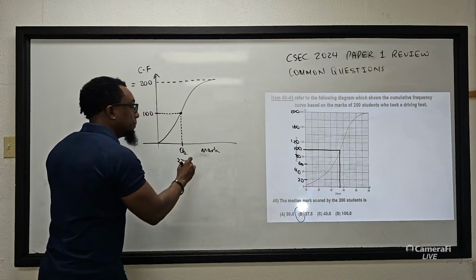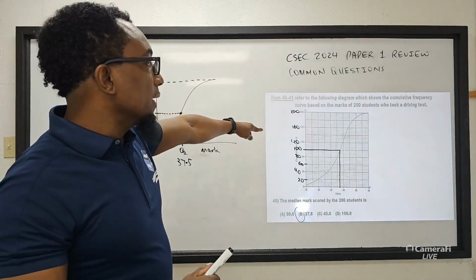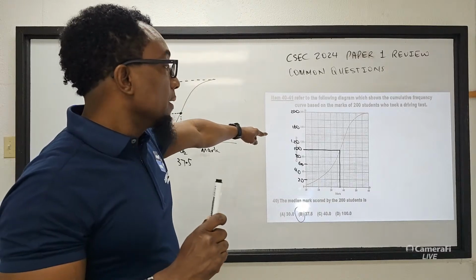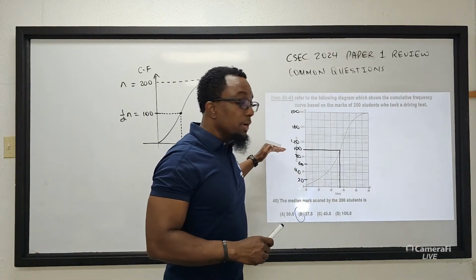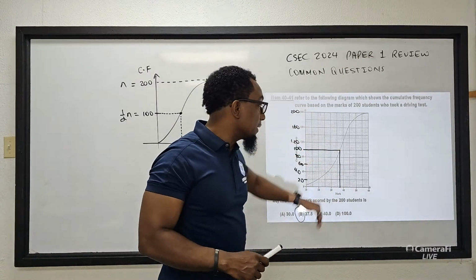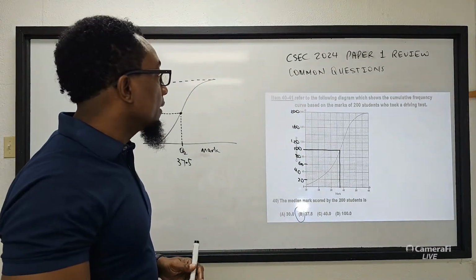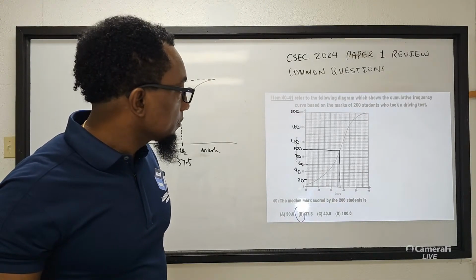here is 37.5. So we find a half of 200, which is 100, that's the position, but to find the median mark, remember that's the mark axis, so I have to interpolate, moving from the y-axis to the x-axis to determine what's the median mark, alright? So let's look at the next.